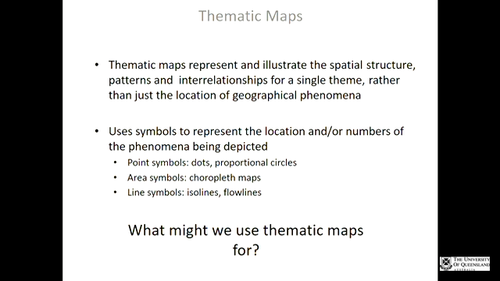Right, so there's a whole range, so you've come across them. You can actually use thematic maps to represent change. Like, you can use these line symbols. You can use lines to represent direction of change over time, and I'll show you an example of that in a moment. Anything else? When have people come across thematic maps before?